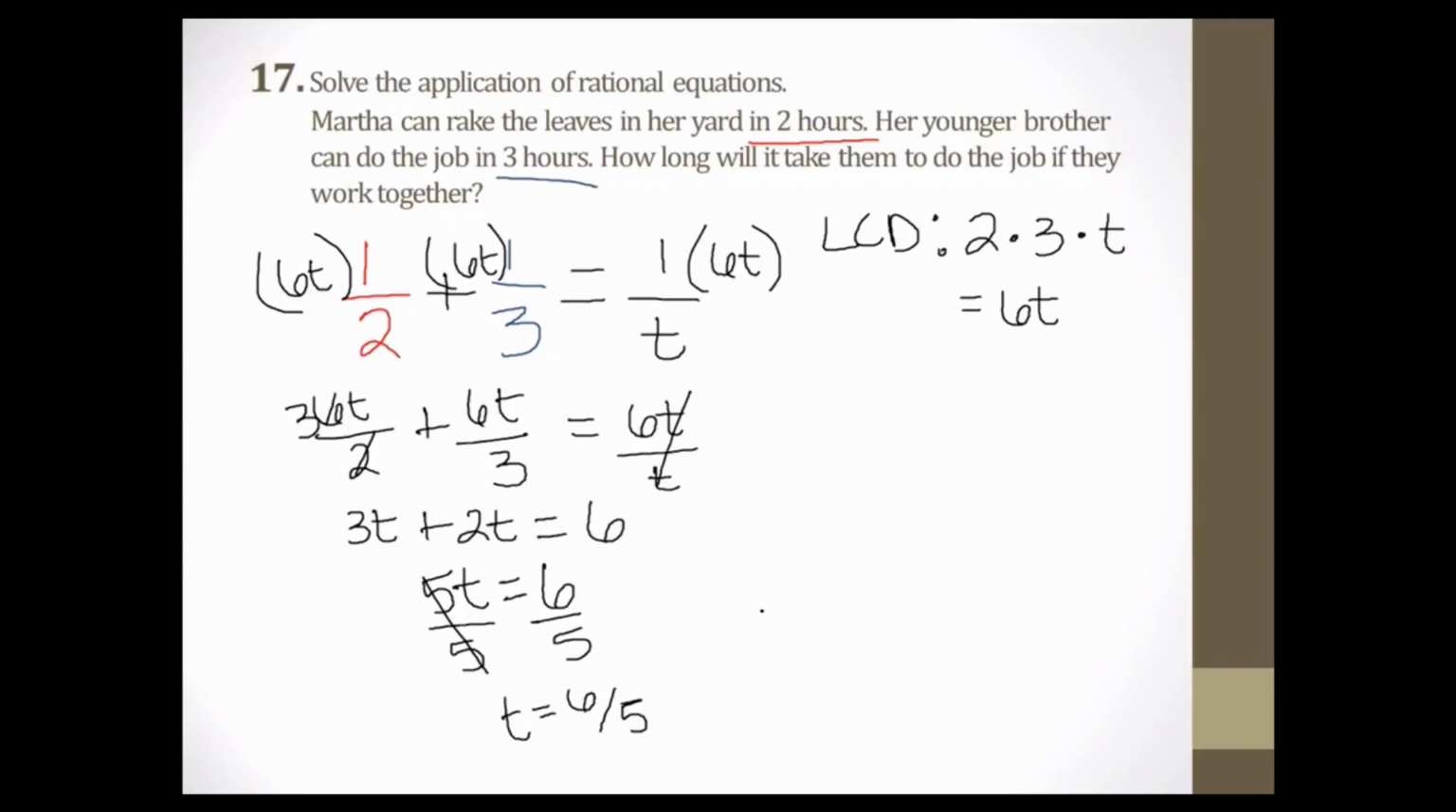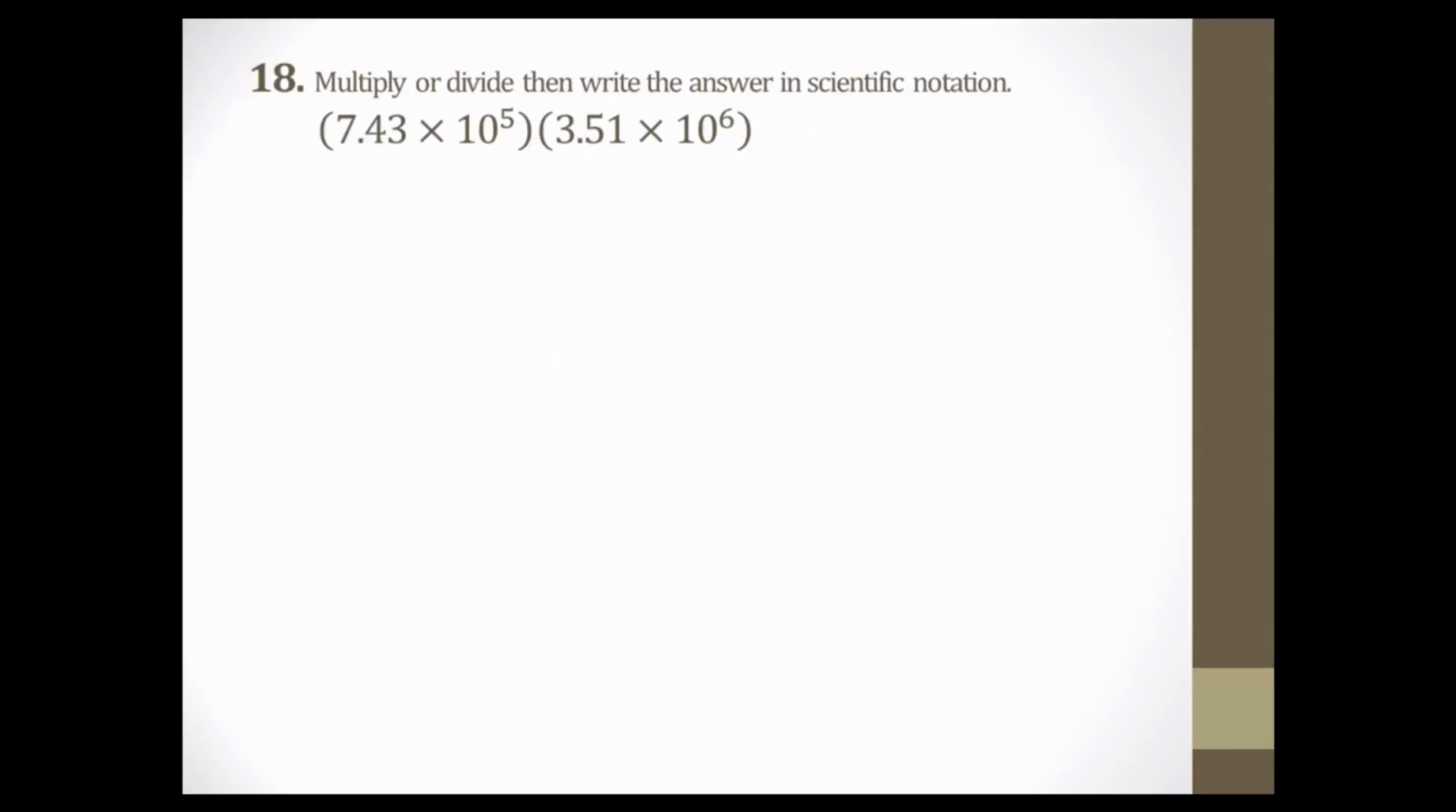6/5 hours. These problems you set up pretty much the same way each time. Just remember how you set up your rational expressions. And that's why I use the colors, because that's pretty much the important part of these, is to set it up that way. So 18, multiply or divide, then write the answer in scientific notation.